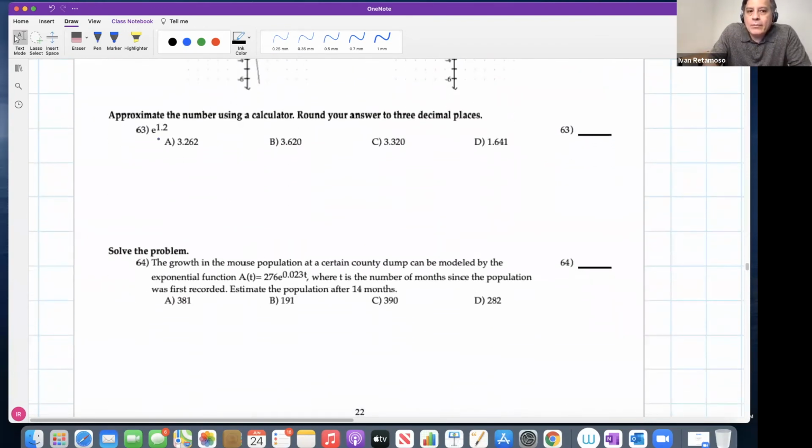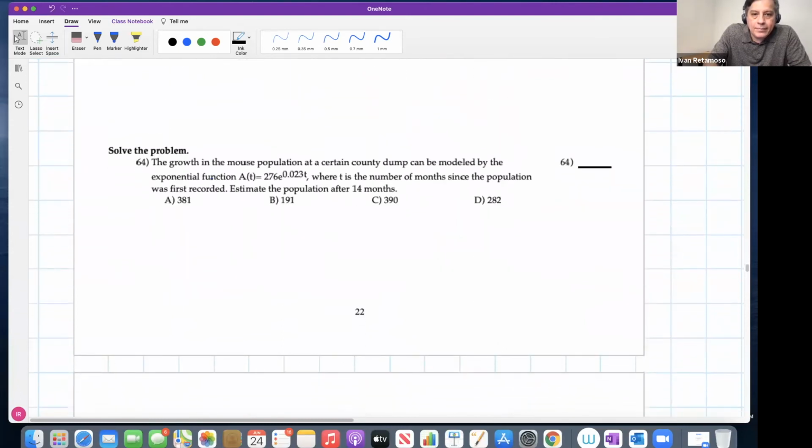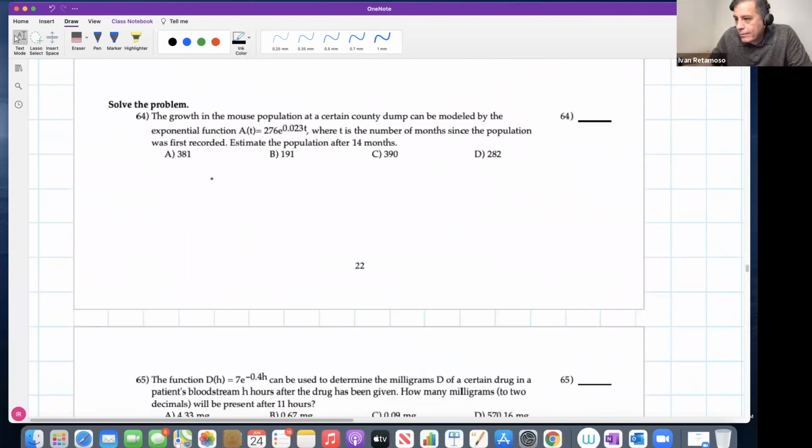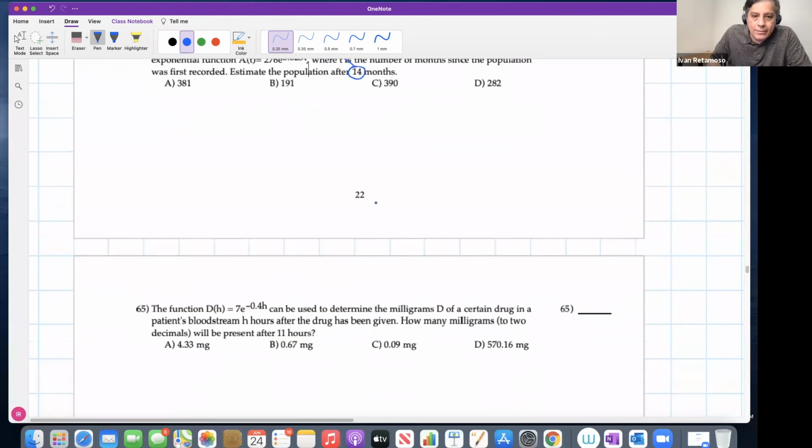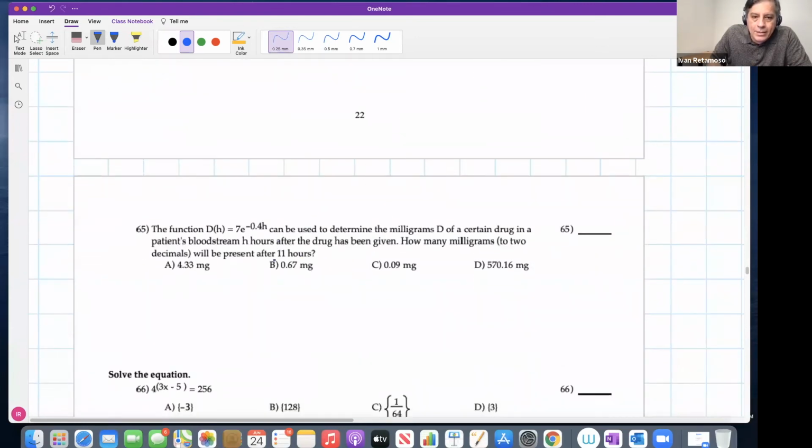Another computational one, e raised to 1.2. You should do it in your calculator, right? Leave it for you. There's a problem, 64. Also computational, right? You have to let t be just this number, 14. You compute this 14, goes into this function as t, right? So I'll leave it for you. Similarly here, h must be just 11, right?